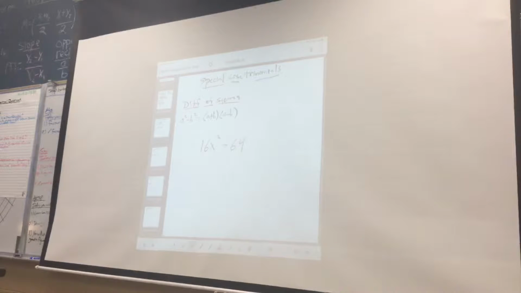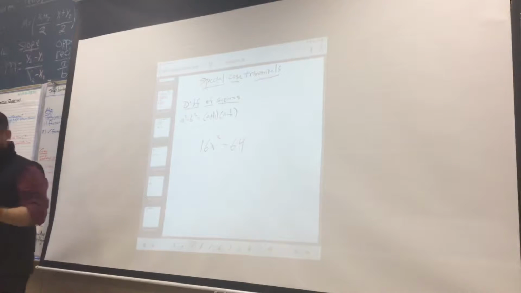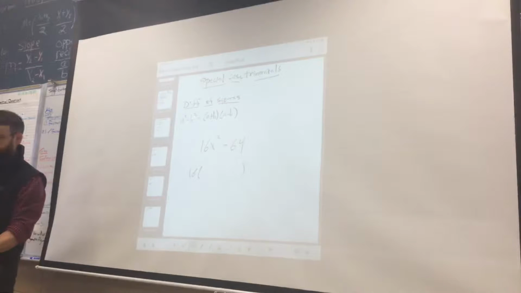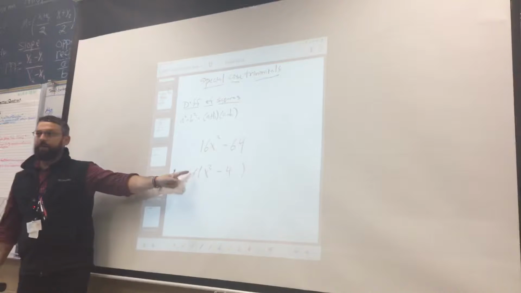You good? Does it have a GCF on this one? 16. Okay, so 16 pulls out. So that would be x squared minus 4, because we pulled the 16 out at the very beginning, right?